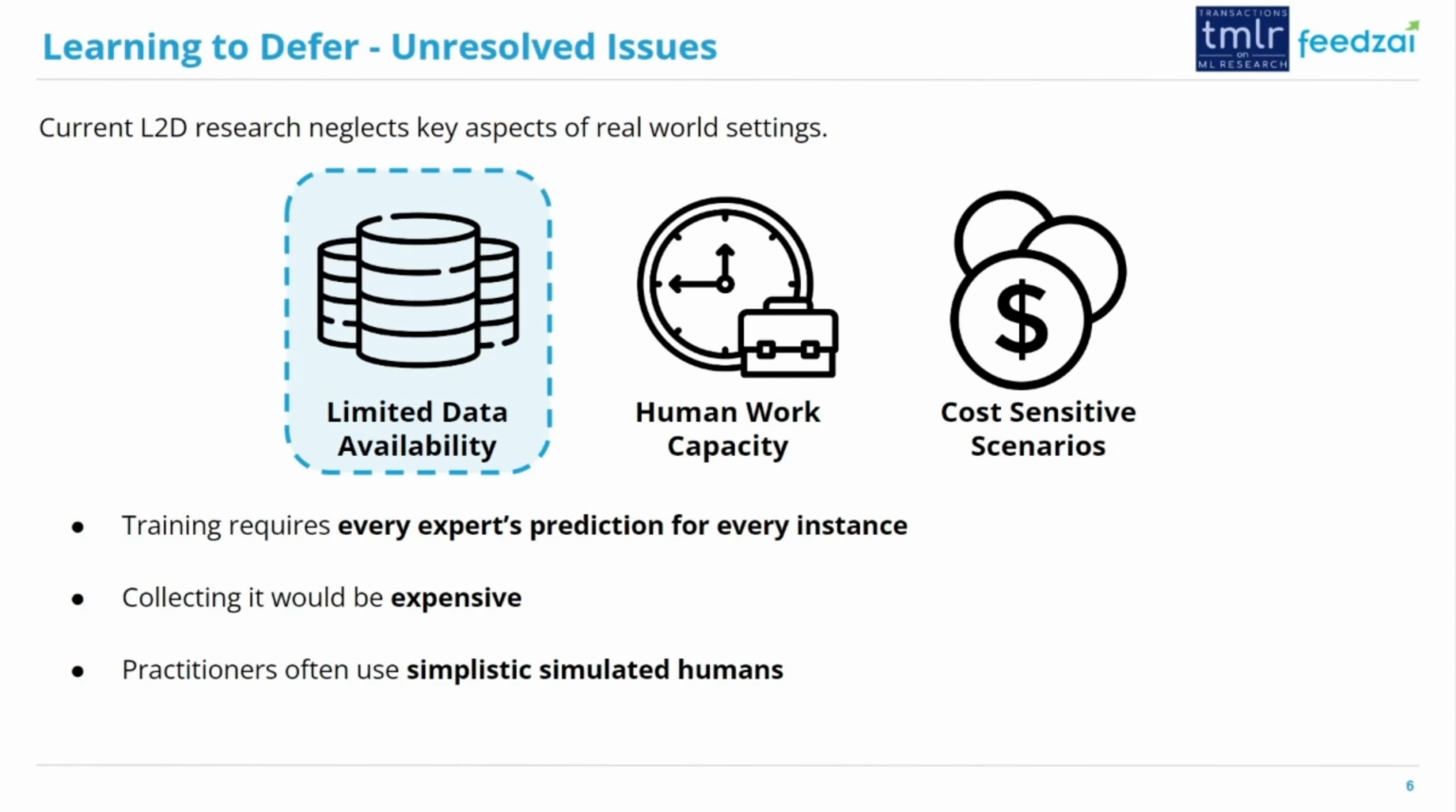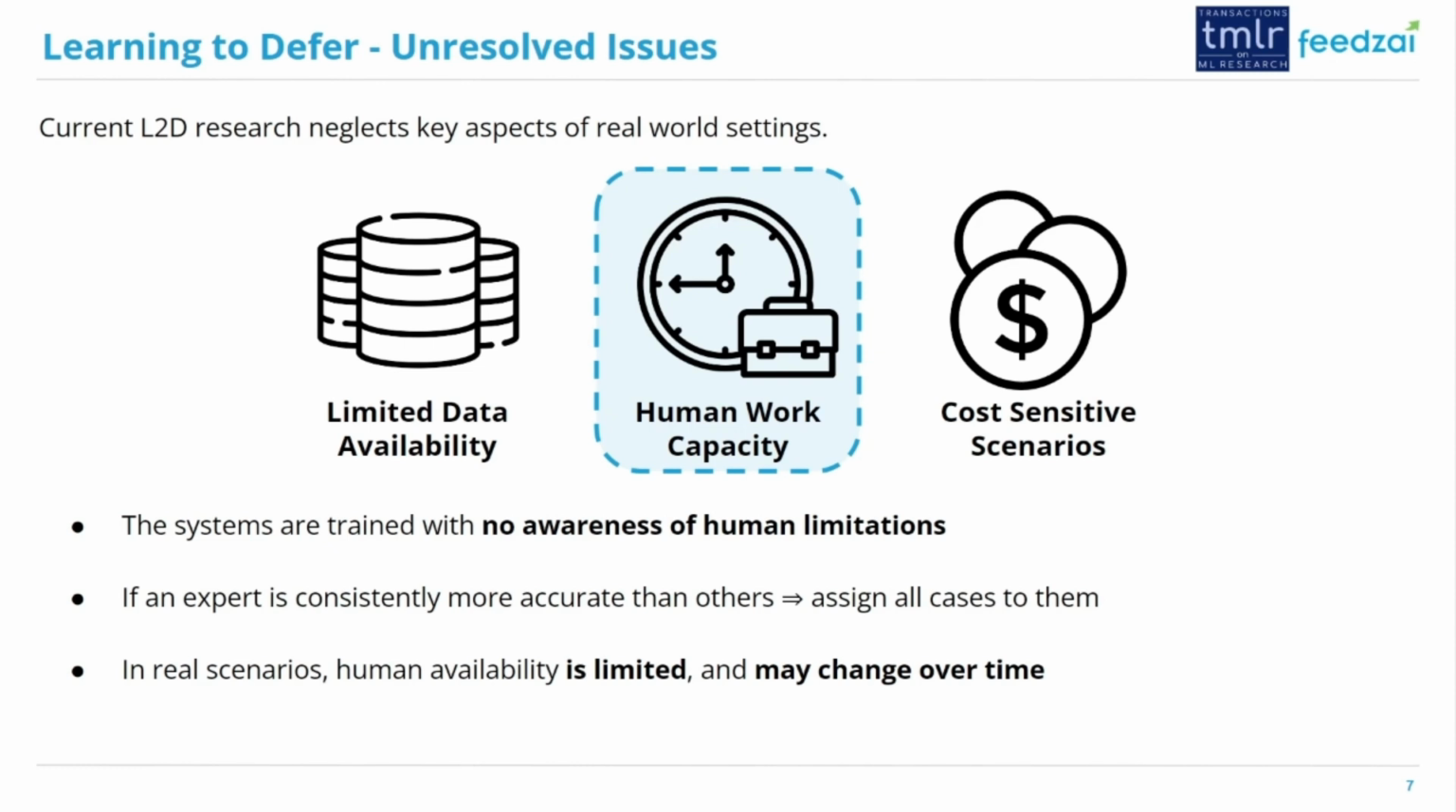However, current learning to defer research neglects key aspects of real-world settings, the first of which being limited data availability. Most of the currently proposed algorithms require every expert's prediction for every instance. Collecting this amount of data would be extremely expensive and, in some cases, unfeasible. This leads practitioners and researchers to often use simplistic simulated humans in their testing, calling into question the validity of the tests they put forward.